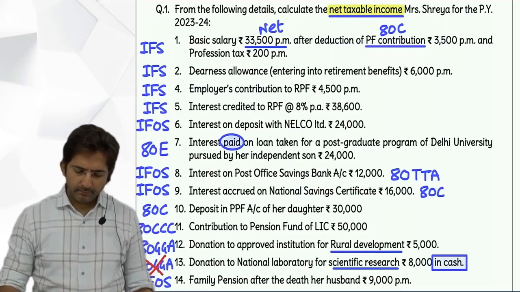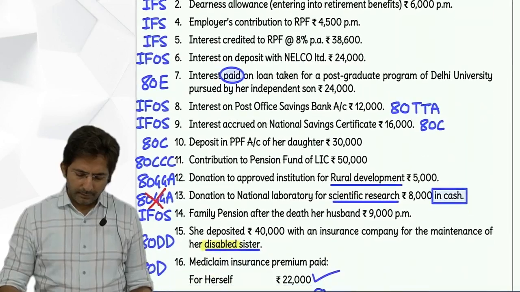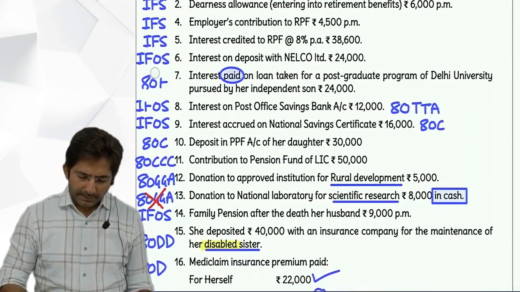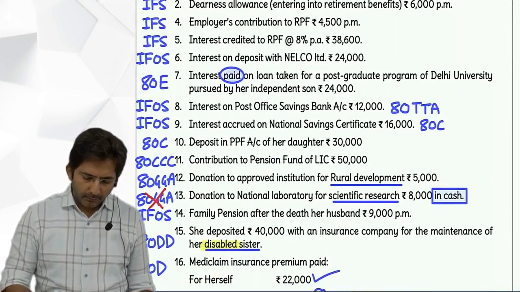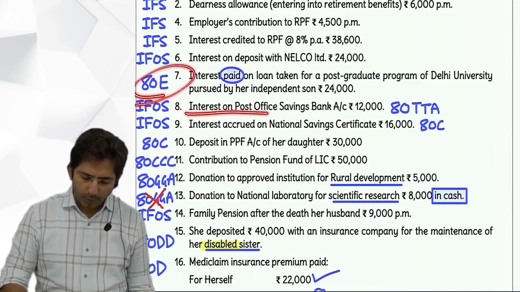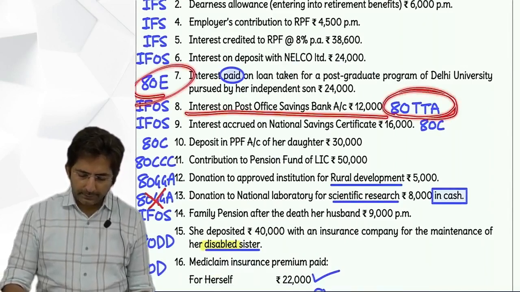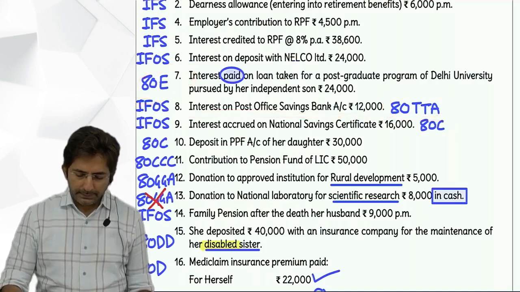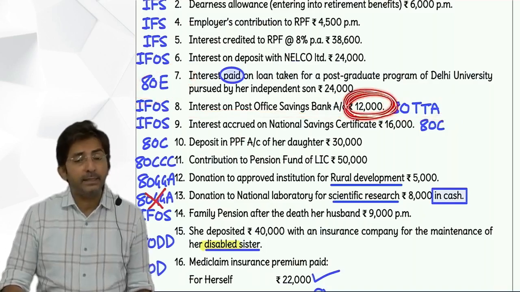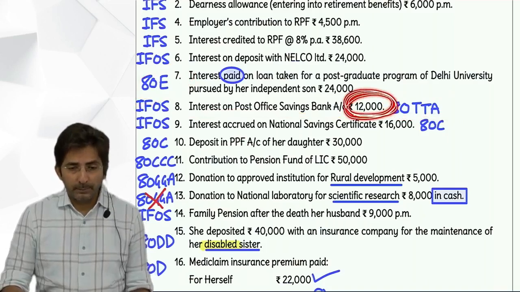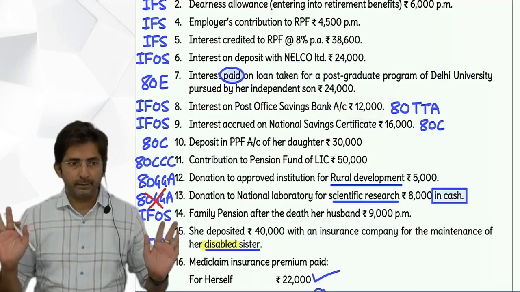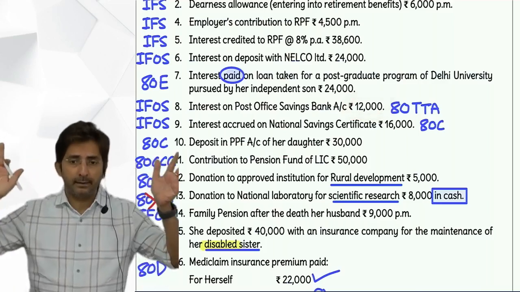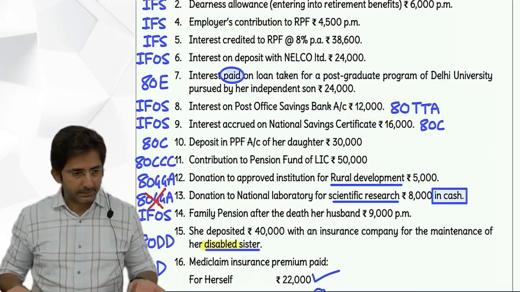Then, what else we have? See, after 80E, we had in the question, see the next point only, 80TTA. But in 80TTA, this 12,000, from this already 3,500 is exempt. So what is remaining? 8,500. So we have only 8,500 and we can take maximum 10,000. But if it is less, take less.